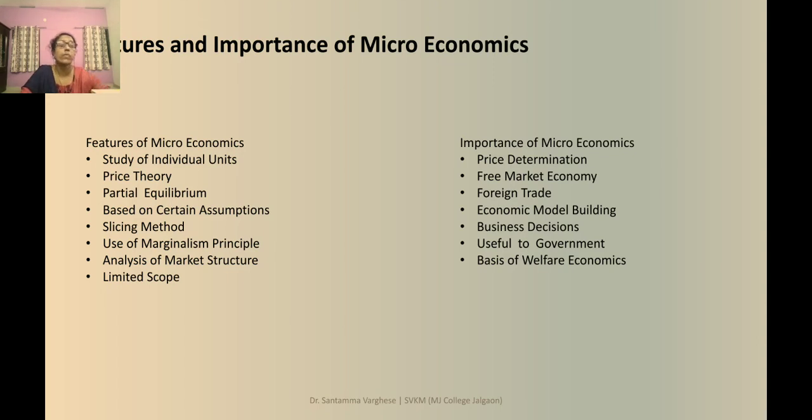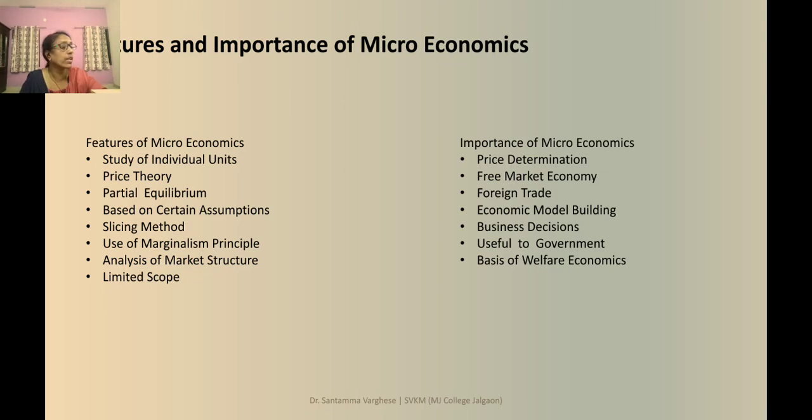Next is business decision. Microeconomic theory is helpful to businessmen for taking crucial business decisions. What are business decisions? We studied in the free market economy what to produce, how to produce, how much to produce, and for whom to produce. In the same way, the business person will take decisions related to the determination of the cost of production, the determination of prices of goods, the maximization of output and profit, etc.